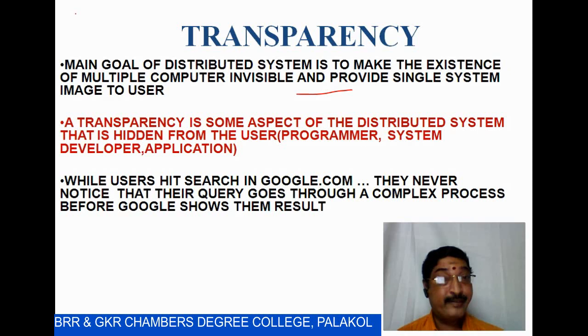So, this is one example of transparency. That means the user should not know what's going on inside. Simply, he should get results only. He should feel this entire thing is a single system. That is transparency.